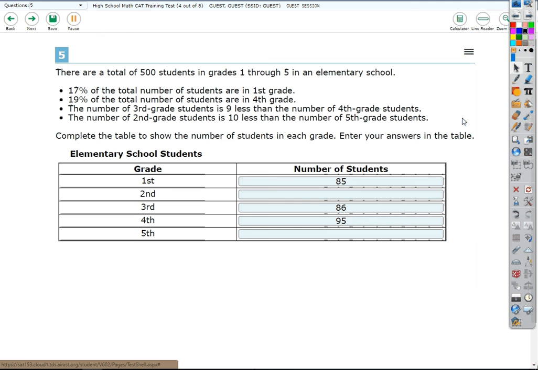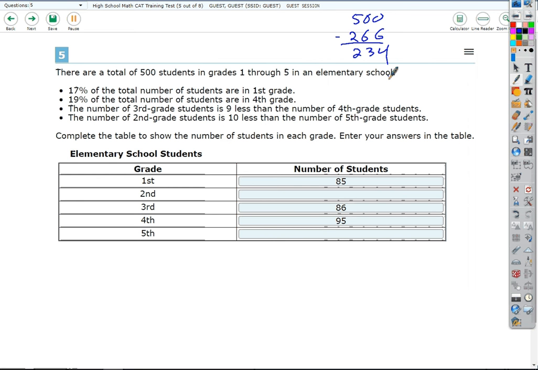Okay, we could add all those up, and we could use Desmos to do it, right? 85 and 95 is 180, plus 86 would be 266. So we've used 266, so how many are left over then? Just subtract from 500, right? So 500 minus 266 is 234. So there's 234 left to go between second and fifth.